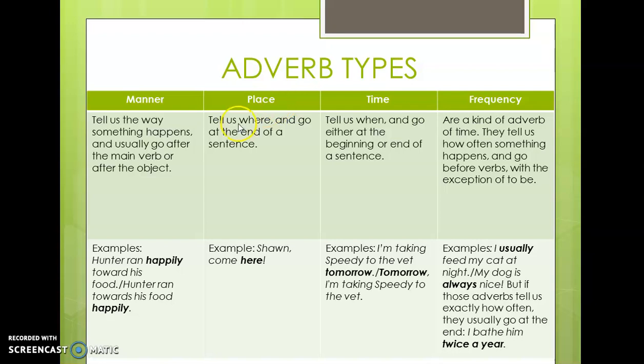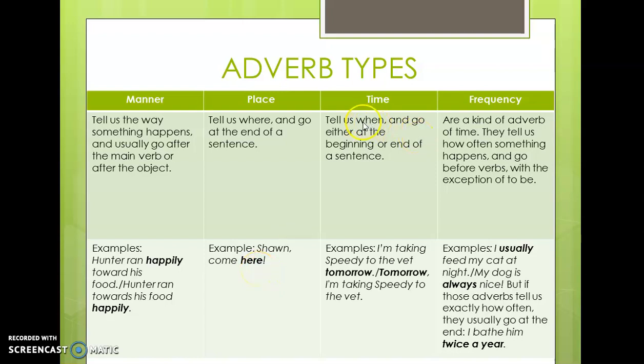Place. They tell us where, when you talk about place it is where, and they go at the end of a sentence. So look at the example. Sean, come here. So here is the place adverb, and we put it just at the end of the sentence.